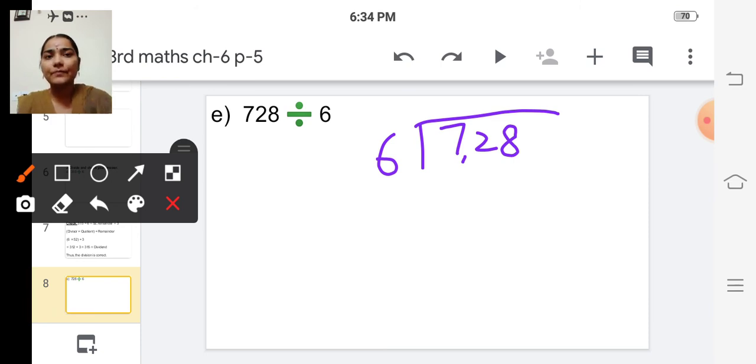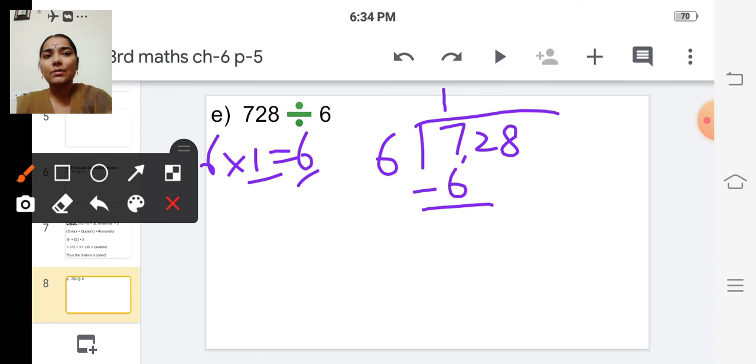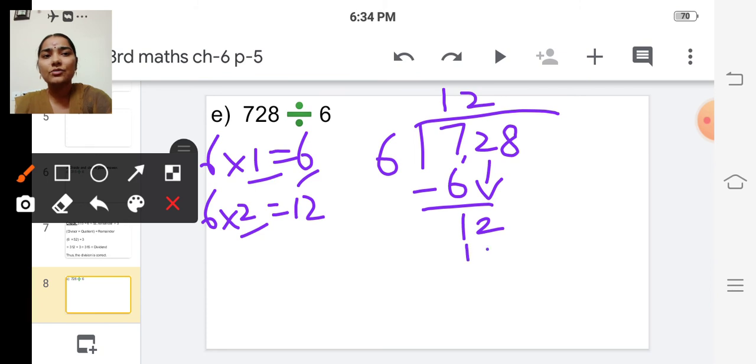6 ones are 6, isn't it? So we have to write this 1 in the quotient and write this 6 below the dividend and subtract. 7 minus 6 is 1. And bring down this 2 here. So 12. How many times? 6 2s are 12. So exactly 2 times. So write this 2 in the quotient and write 12 below the dividend and subtract. 12 minus 12 is 0.